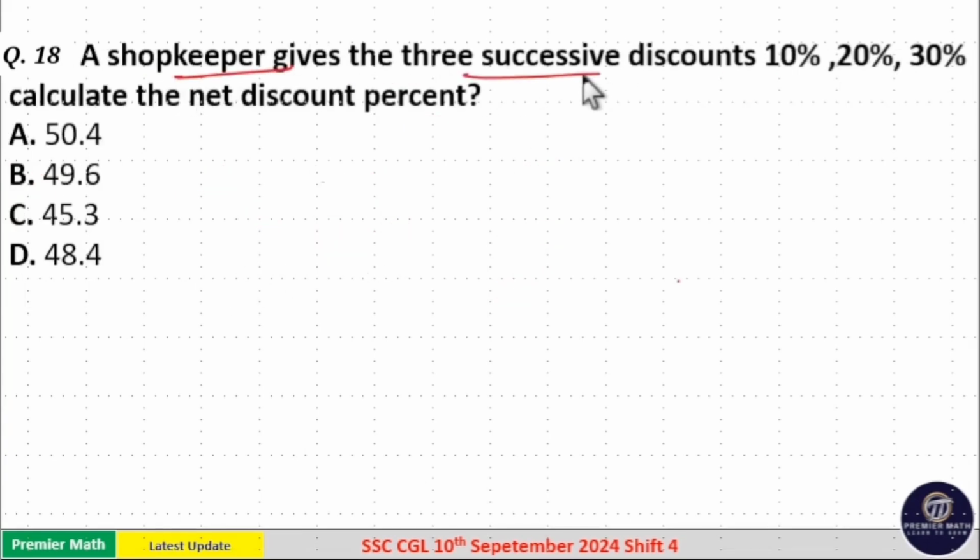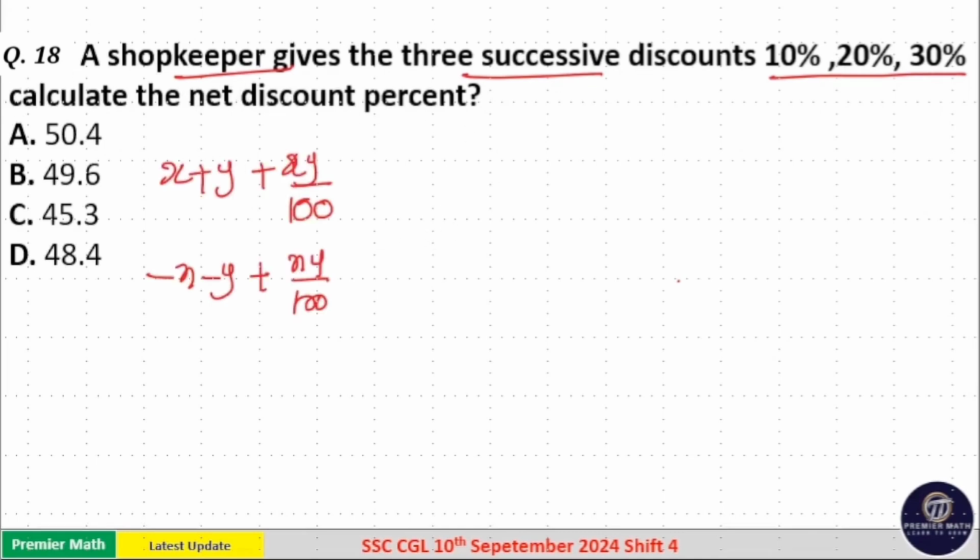A shopkeeper gives 3 successive discounts, 10%, 20% and 30%. Calculate the net discount percentage. Here use the successive discount formula. That is, first use 10 and 20. So 10 plus 20 is 30. 30 minus 10 into 20 is 200 divided by 100. So this will become 30 minus 2, 28. So 10 and 20 net discount is 28%.